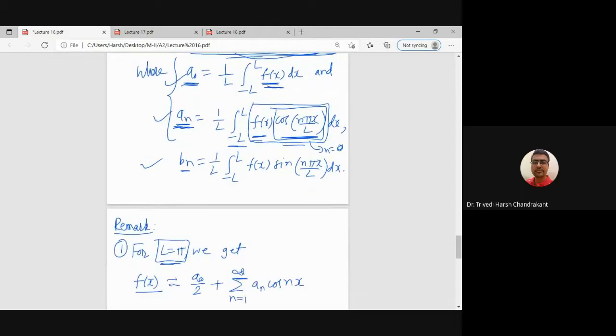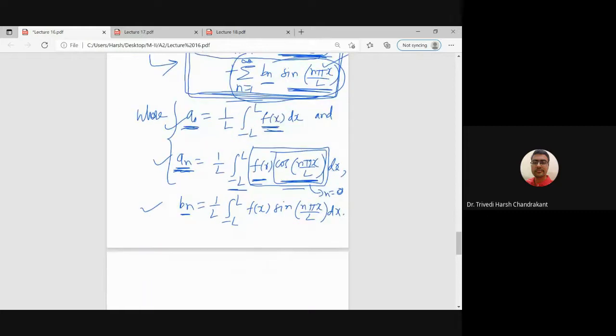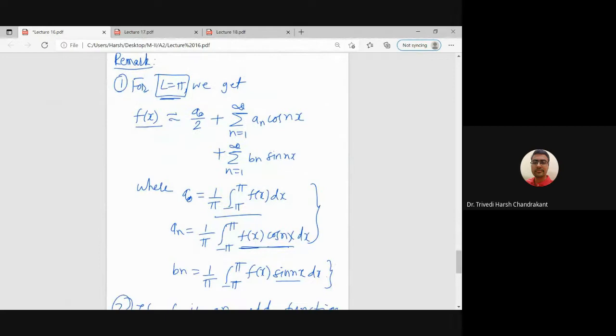We will study later on when this Fourier series will be equal to the value of the function at that particular x. That is a separate thing. But the first question is, what is the Fourier series corresponding to a given function? So we'll see some examples today regarding that. First of all, we observe that whenever L is pi, that means we have a 2 pi periodic function. So f is a 2 pi periodic function.